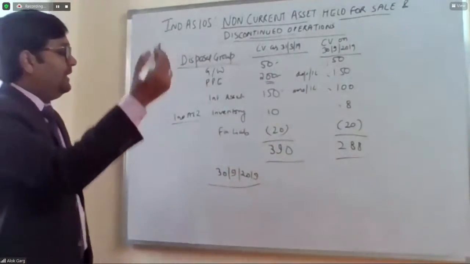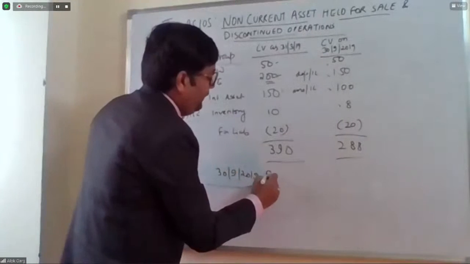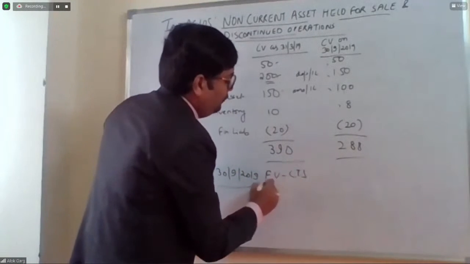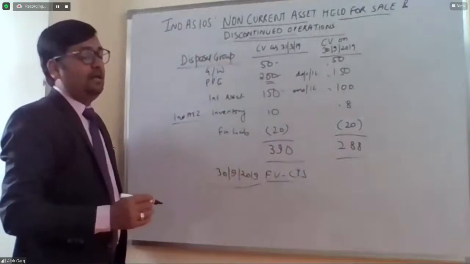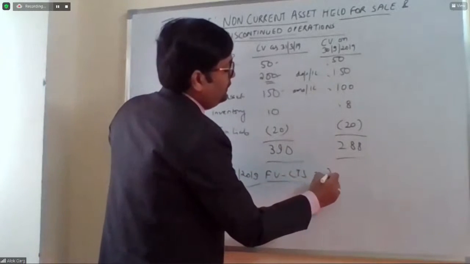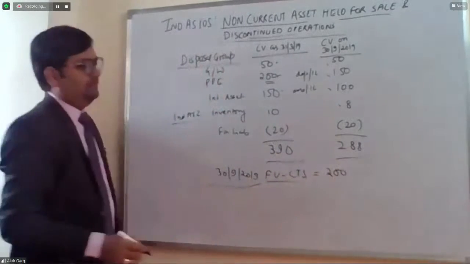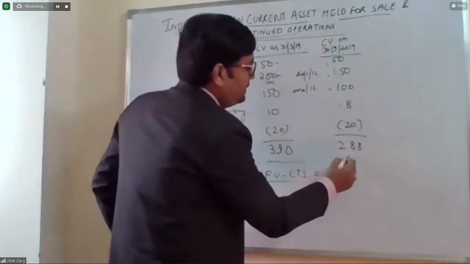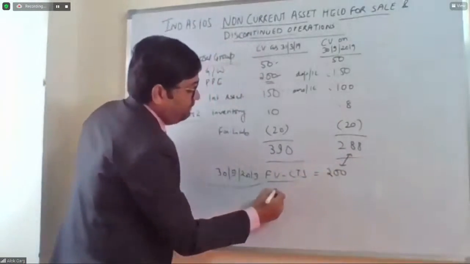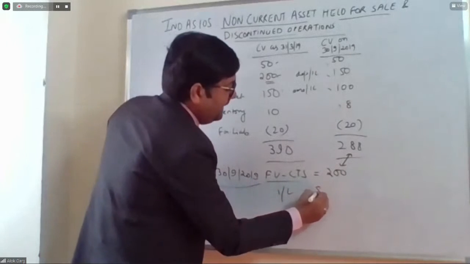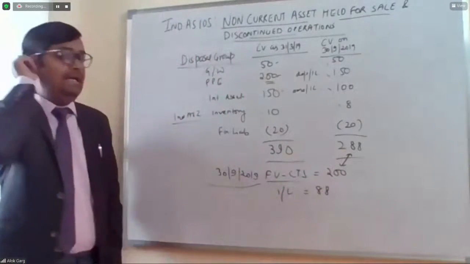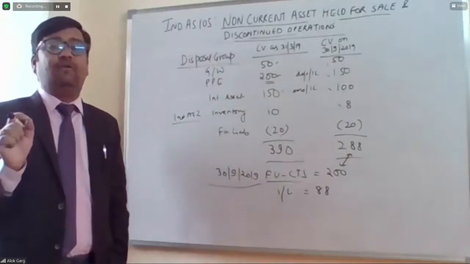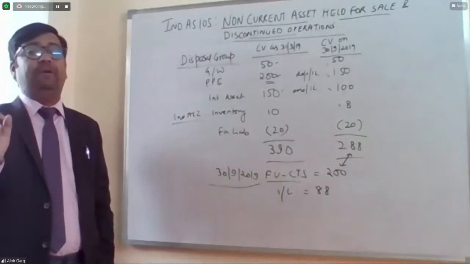Then we need to calculate the fair value less cost to sale. Fair value less cost to sale of the disposal group. Okay. For example, the fair value less cost to sale of the disposal group is 200. So in this case, what is the difference between 200 and 288? The impairment loss is 88. So please apply the concept of IND AS 36 impairment of asset.